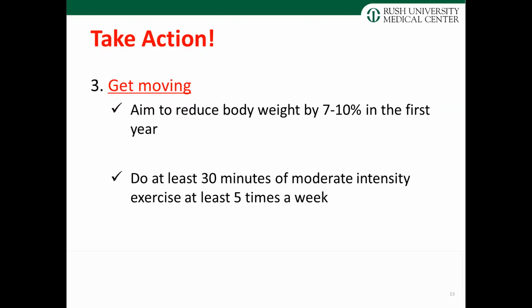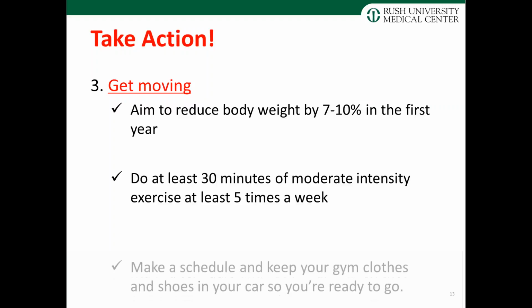We recommend at least 30 minutes of moderate intensity exercise, at least 5 times a week. So that means getting your heart rate at 50 to 70% of your maximum, and that can be very simple things like taking a walk around the neighborhood, doing housework, playing with your kids, walking the dog, going to an exercise class. Whatever fits your lifestyle and your interests is what's important, what's going to get you there.